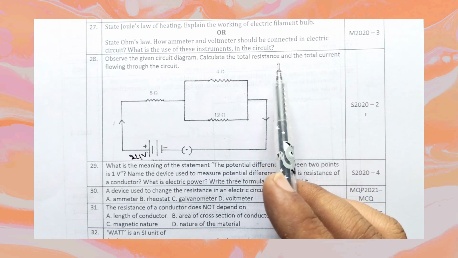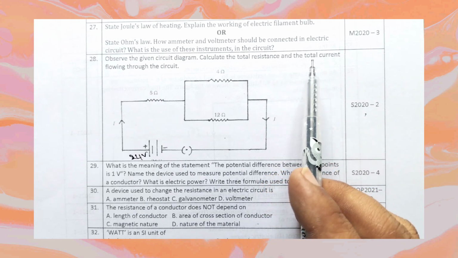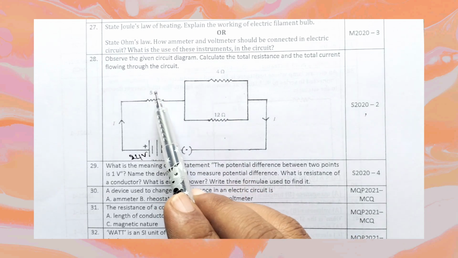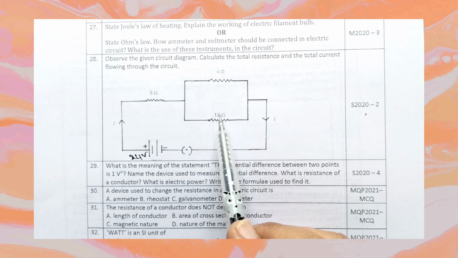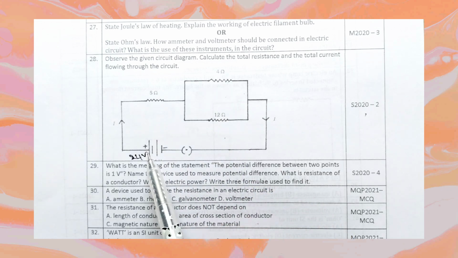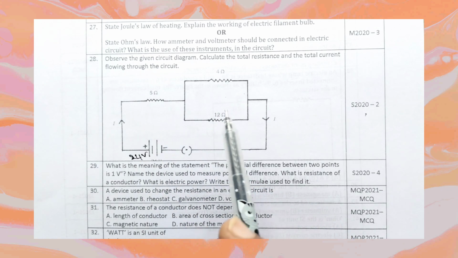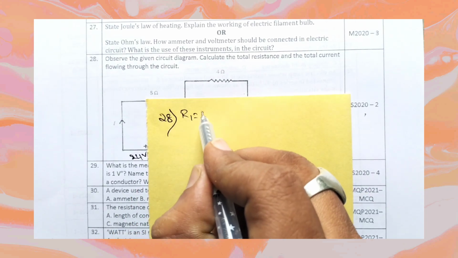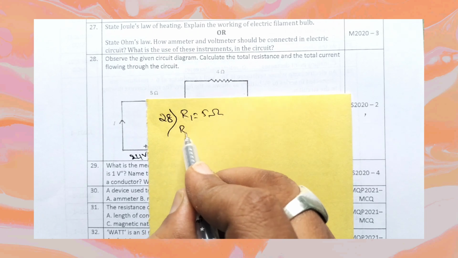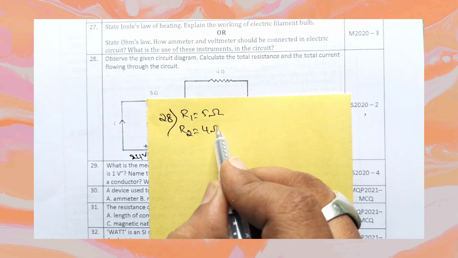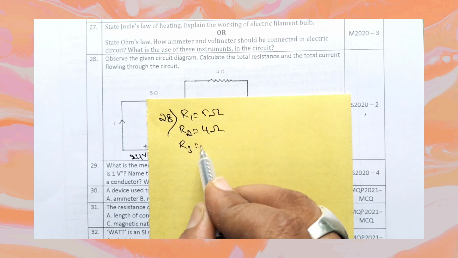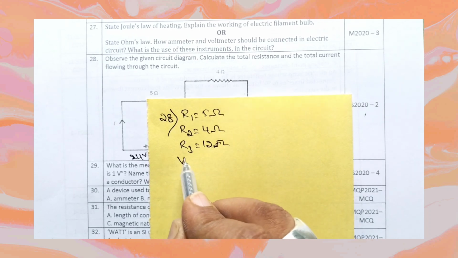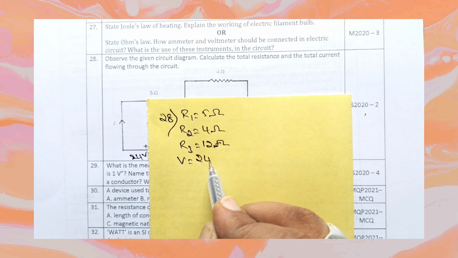So we have to find out the total resistance, and also the total current. So now let us make a list. R1 is equal to 5 ohm, R2 is equal to 4 ohm, and R3 is equal to 12 ohm. Then voltage is given as V is equal to 24 volts.